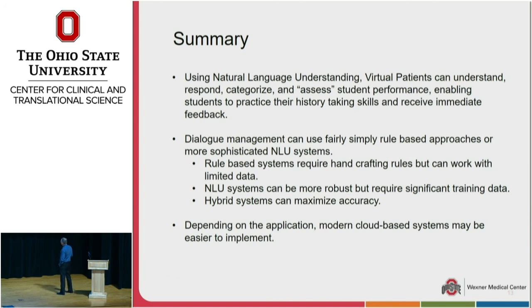Dialogue systems can be fairly simple, rule-based pattern matching approaches or sophisticated machine learning. The rule-based systems require handcrafting rules, but they're good to start with, especially if you don't have a lot of training data. Machine learning systems can be actually much more robust, but they require a lot of training data. And actually, hybrid systems can actually work pretty well. The 4 finalists for the Alexa Prize last year to create a conversational AI all used a hybrid system for their approach to manage the dialogue.